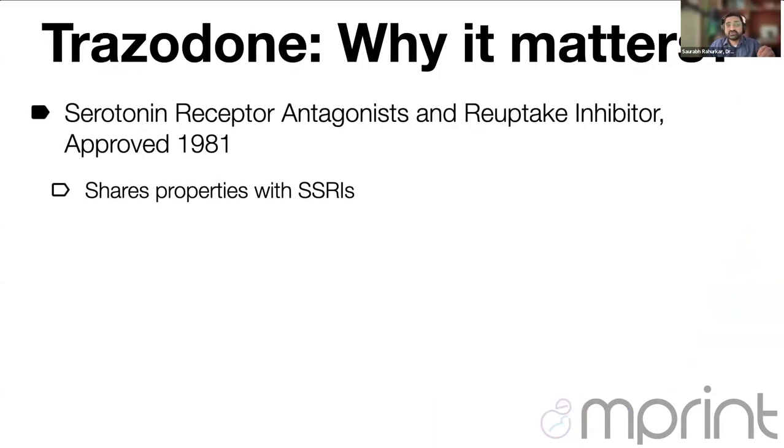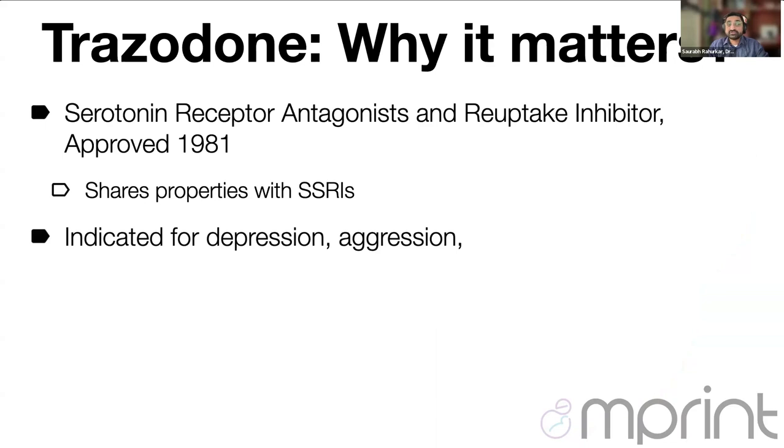Trazodone is a serotonin receptor antagonist and reuptake inhibitor. It was approved in 1981, so it's not a new drug by any means. It shares several pharmacological features with SSRIs and is frequently used to manage depression in children. It's also used frequently off-label in insomnia, encephalopathy, headache, and also for aggression.